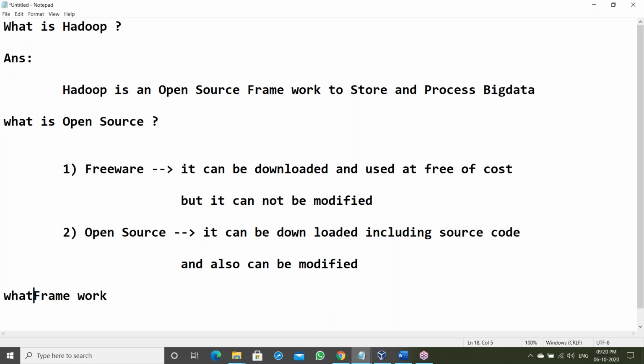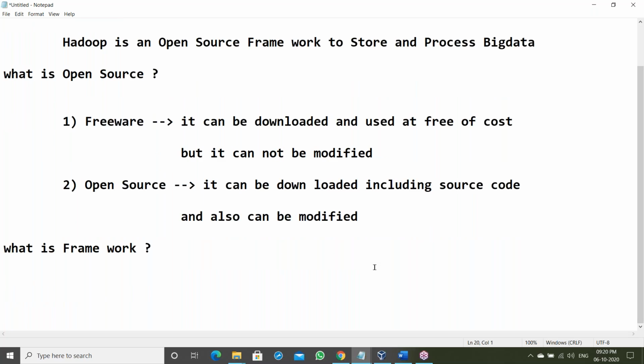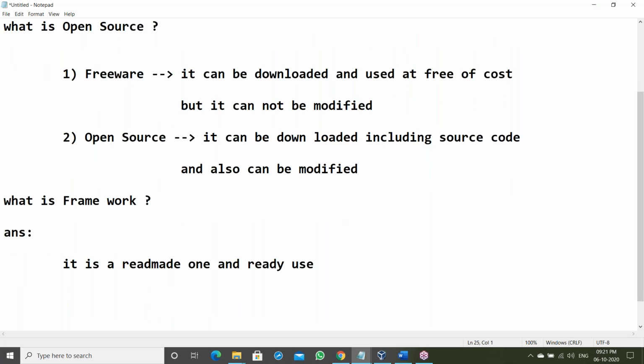What is a framework? How to answer this? A framework is a ready-made one, ready to use. No coding, nothing. Without any coding, you can use a framework directly. It has predefined classes, and you can use the predefined classes. Without writing any code, we can develop applications here. Ready-made, ready to use. This is the meaning of framework.